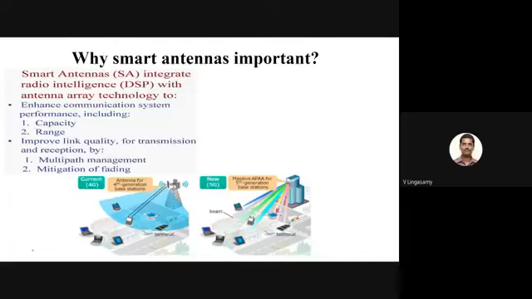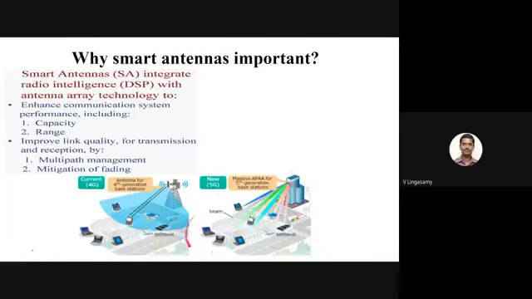Whenever a user is there, I'm going to point the beam. Otherwise, I will keep silent. But here, irrespective of whether a user is there or not, I'm going to transmit my 160 watt power. So energy wise, we are conserving the energy.